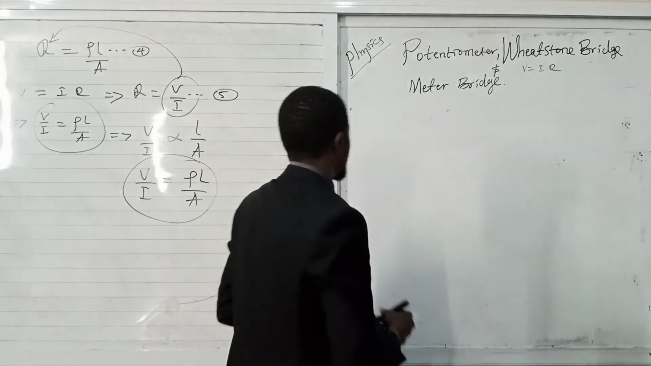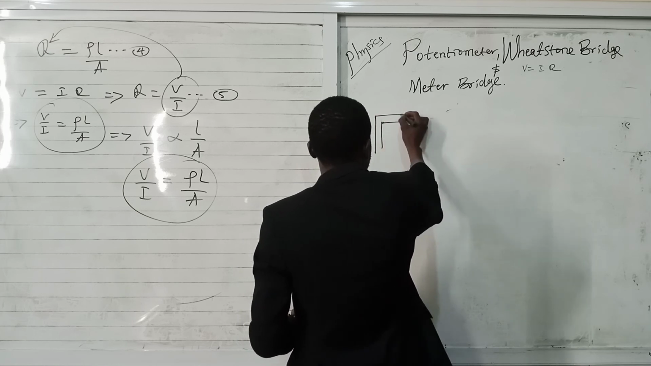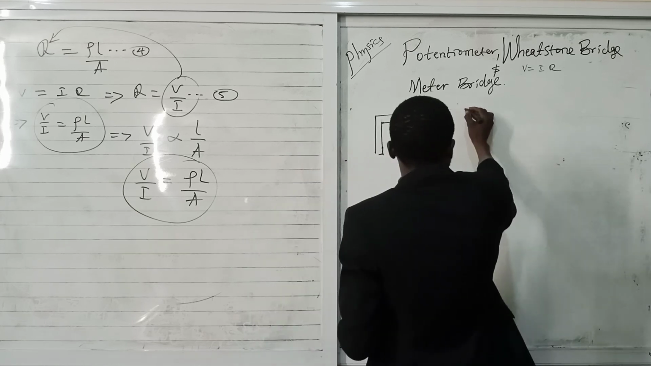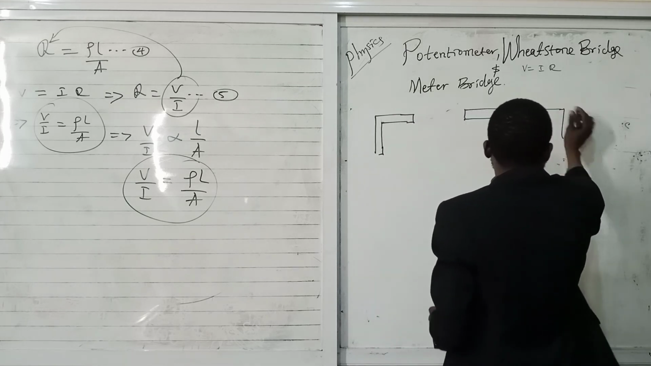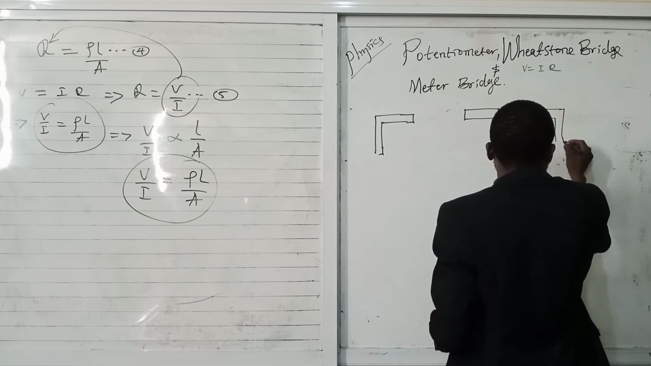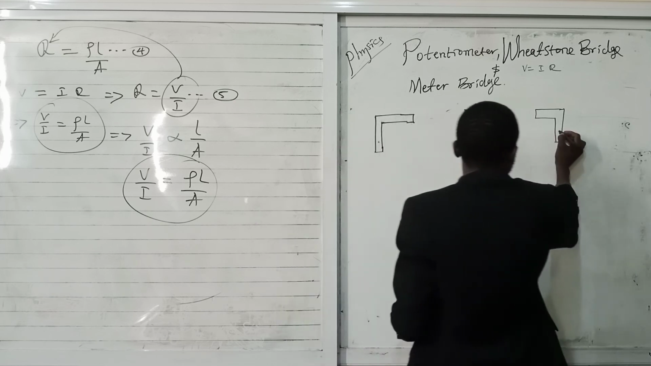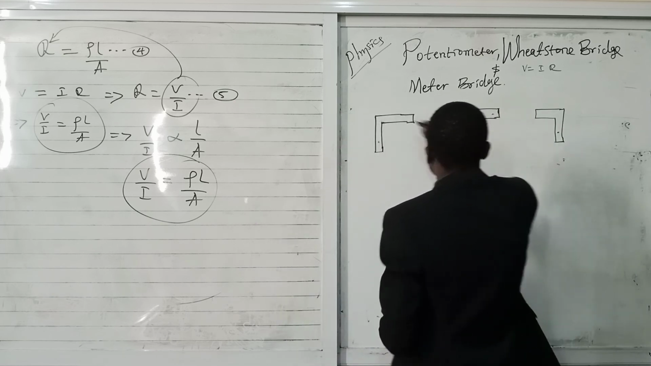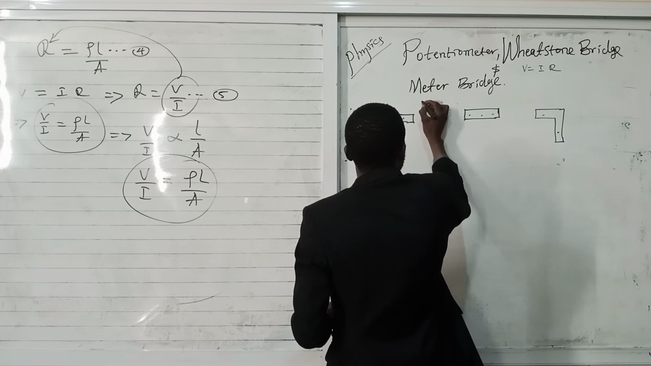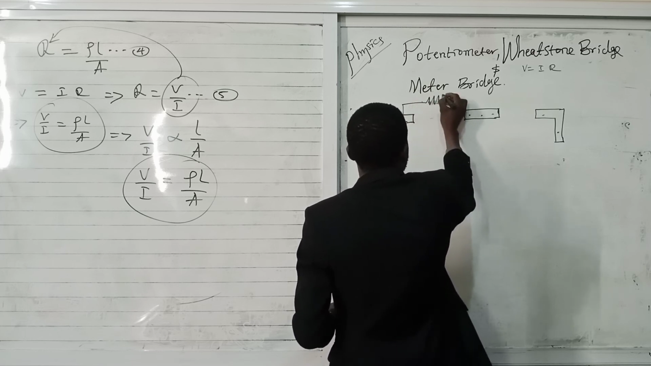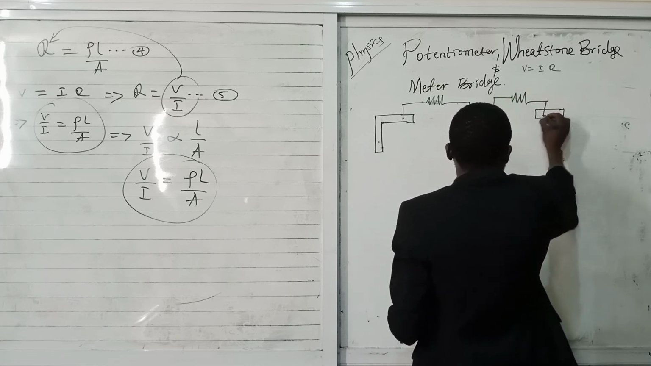I'll quickly draw the meter bridge. This is how the meter bridge looks like. How is the meter bridge used to determine the value of unknown resistance in a circuit? Very simple. A resistor is connected in between this gap. Two resistors are connected between these gaps.